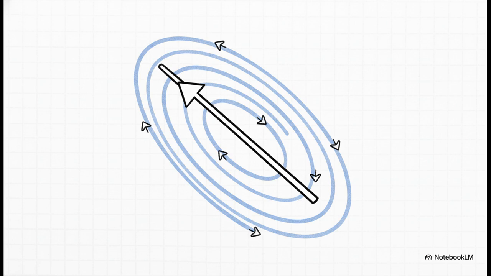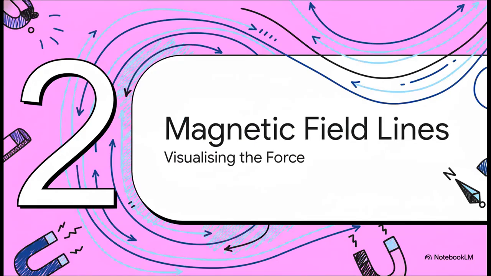So let's summarize this first part. An electric current produces a magnetic field. Simple. Okay, so we know there's a magnetic field, but it's invisible, isn't it? So how can we possibly visualize it? How do we understand its direction and strength? Well, for that, we use a very clever concept called magnetic field lines.